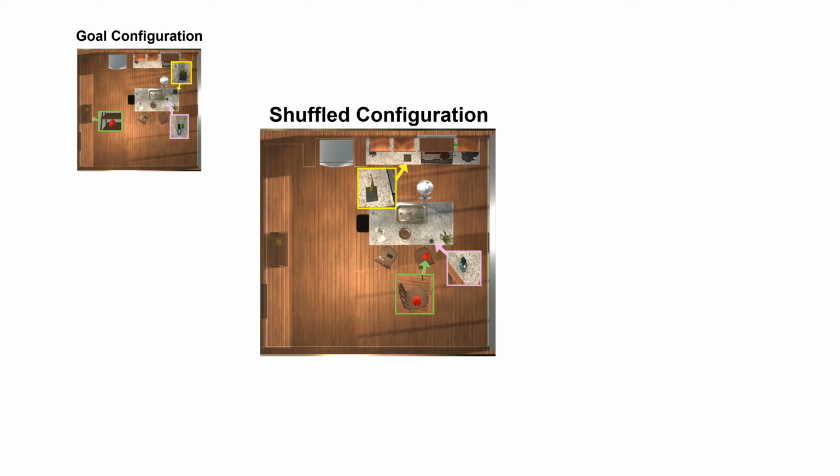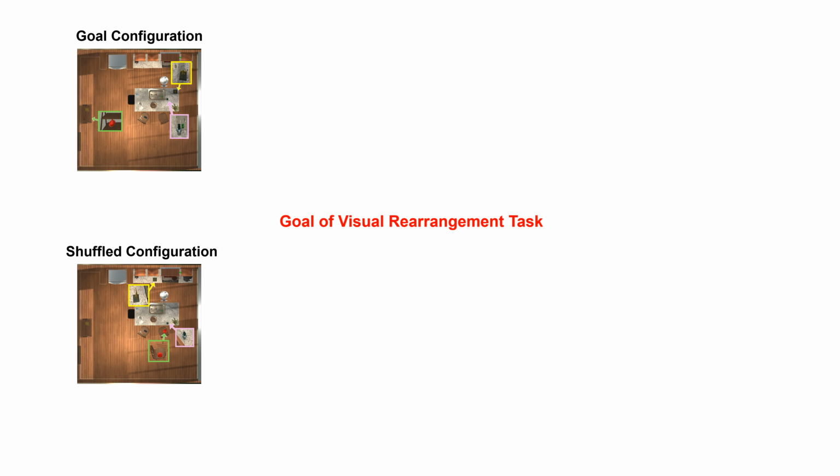This paper focuses on the visual rearrangement task, which can help an embodied agent to physically recover the shuffled scene configuration to the goal configuration.